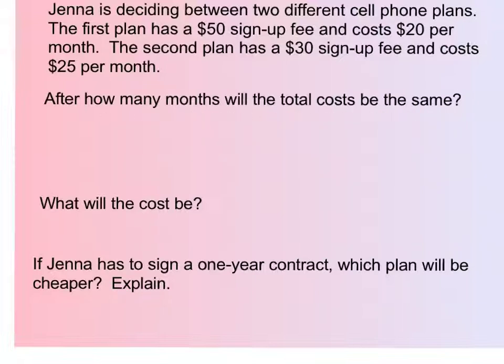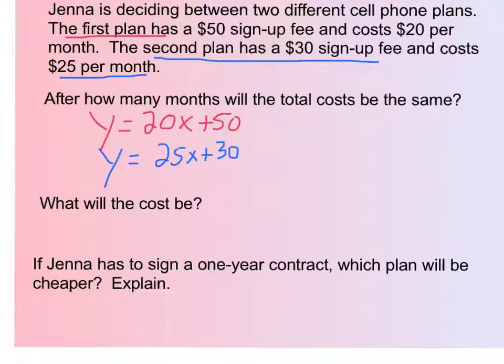We have to start by writing our equations. So let's write our equations first. Plan 1 will be in red. It's $20 per month, so 20x, but plus $50 just to sign up. The second plan will be $25 per month and then $30 just to sign up. So now let's set these two equal to each other. And the reason we can do that is because y is isolated on both of them. So just like in our first example, y equals itself. So y equals y.